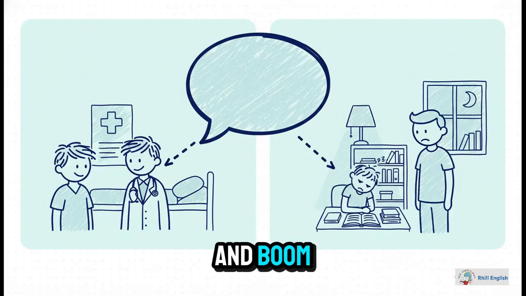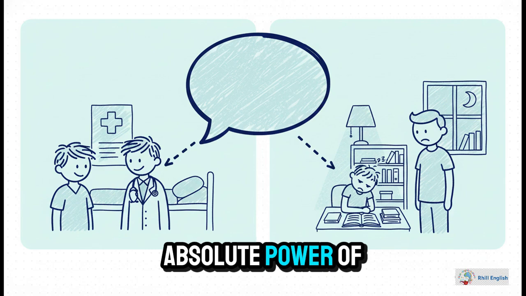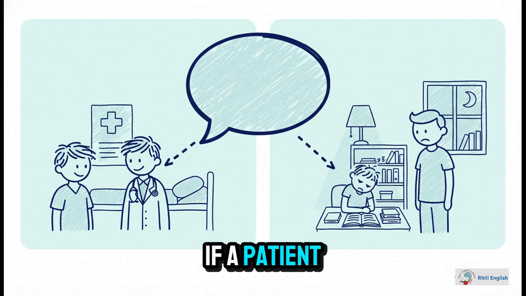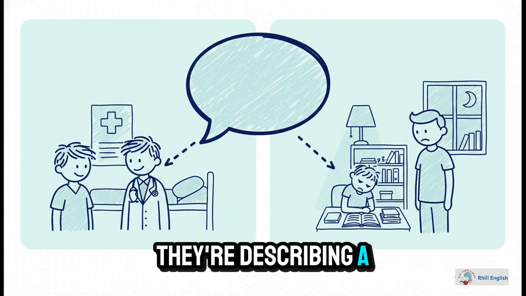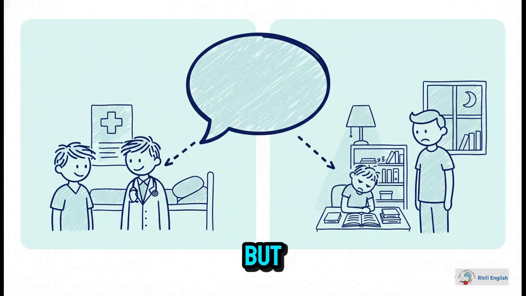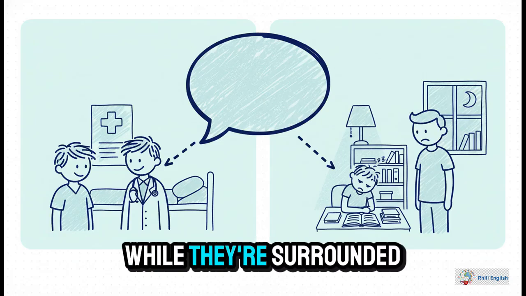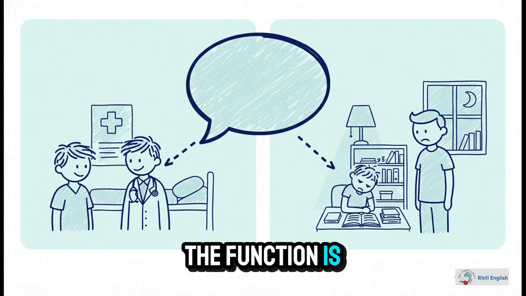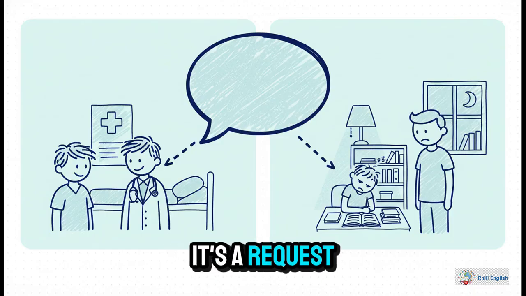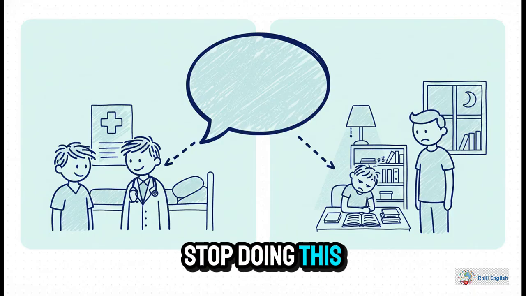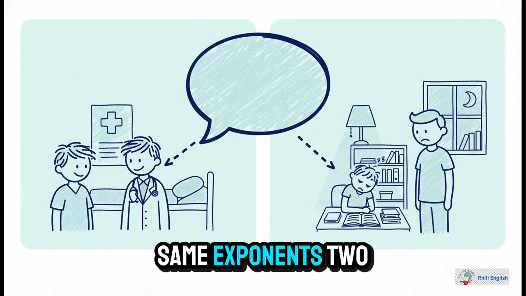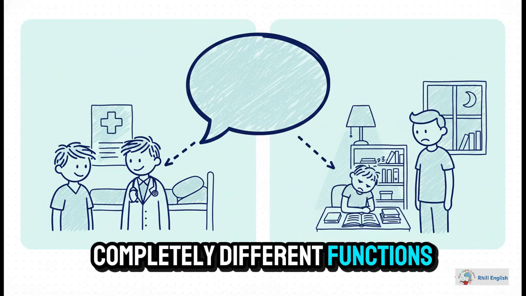And boom. This is where you see the absolute power of context. If a patient says, "I'm so tired" to their doctor, the function is pretty clear. They're describing a symptom, a physical state. But if a kid says those exact same words to their parent at 10 o'clock at night while they're surrounded by homework, the function is totally different. It's a request. It means, "Can I please stop doing this and go to sleep now?" Same exponents, two completely different functions.